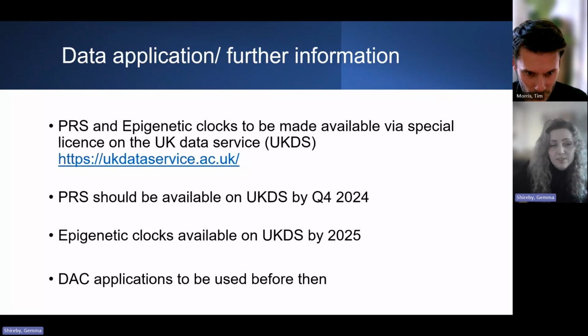And in the future, we're hoping to have the PRS and the epigenetic clocks made available via special license on the UK Data Service, which David was talking about earlier. So the PRS should be available on the UKDS by the end of the year, and the epigenetic clocks should be available next year. And if you want to apply for these before these dates or not on the UKDS, you'll have to go through a DAC application. So that was the form that I mentioned on the previous page.